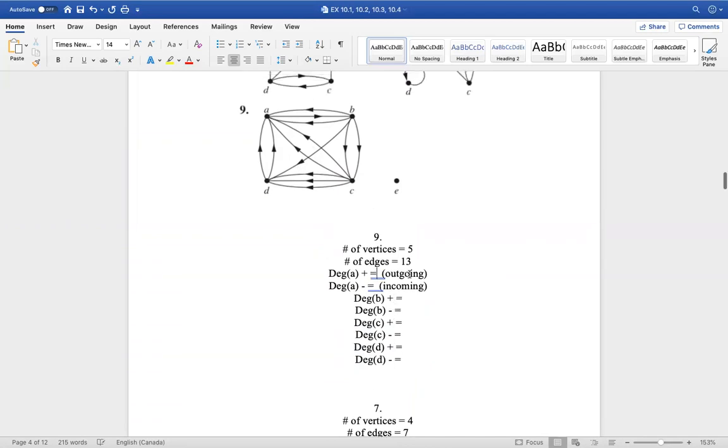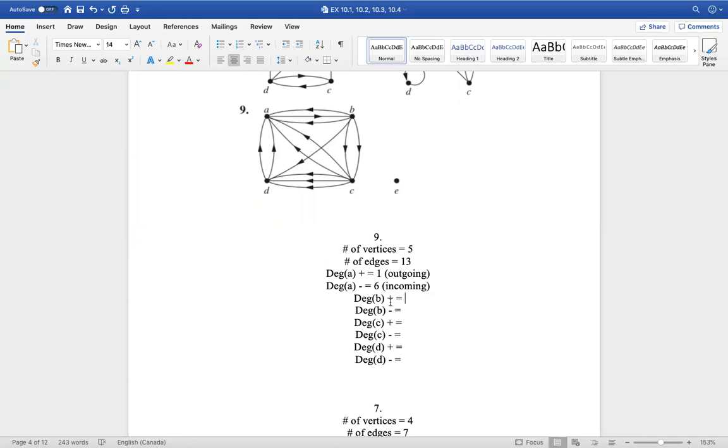All right, so the degree for A that is outgoing. How many edges are going out of A? We have just one edge going out of A, right? Therefore it's 1. And then the degree of A incoming. Edges coming to A, 1, 2, 3, 4, 5, 6 edges coming to A. Therefore we have this.